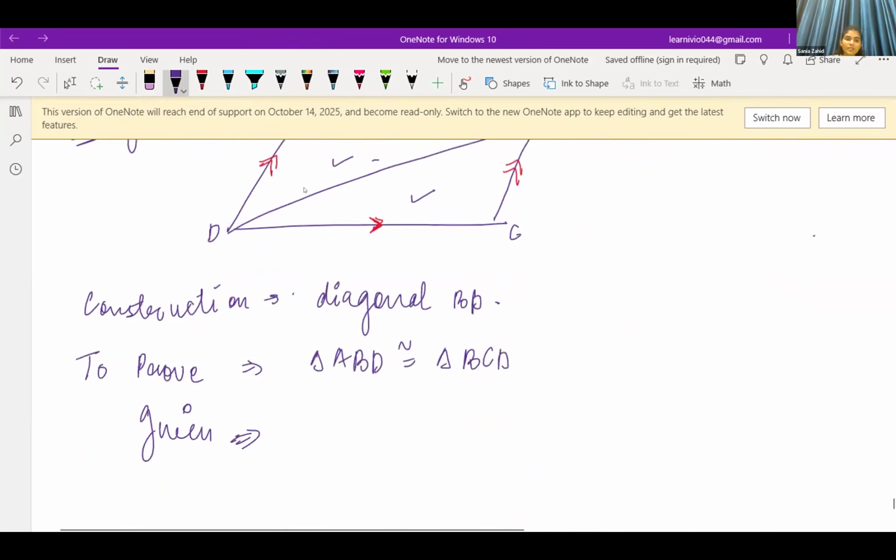It's given that AB is parallel to CD and AD is parallel to BC. Okay, this is given here.